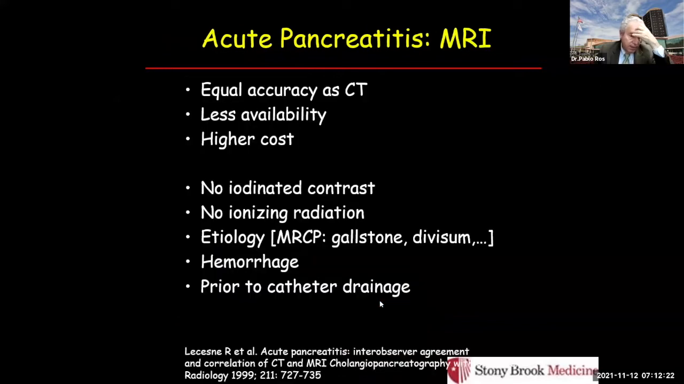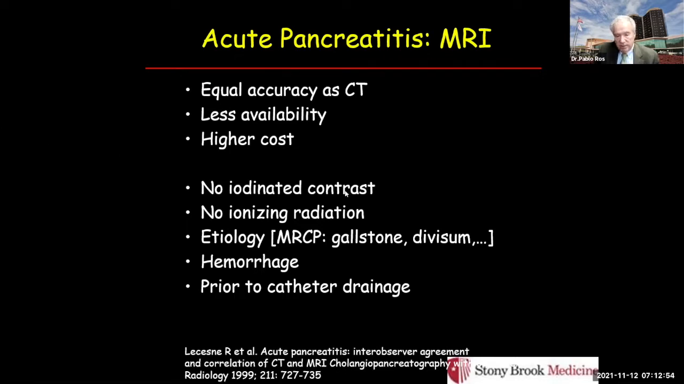So in MRI, again, from 20 plus years ago, it was said that the accuracy was similar to CT, less availability, higher cost, and I would add a little bit more of a gamble, because the same way that CT almost always is of good quality, MR varies tremendously, and these are sick patients that can move, and then the whole scan is full of patient motion, and it's not as accurate as CT.